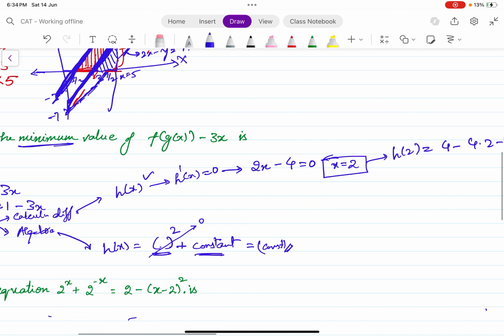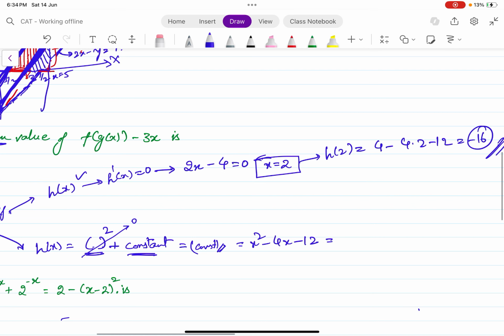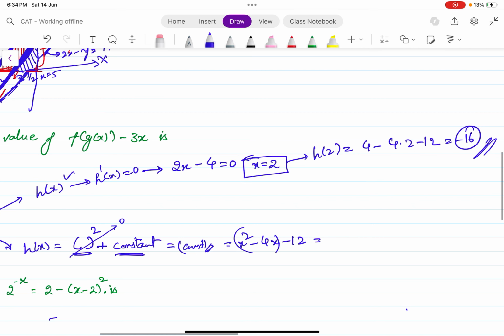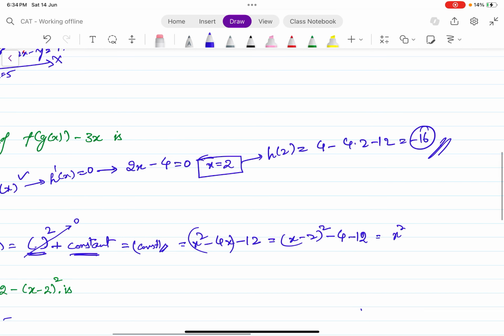So let us try and do that. We have x square minus 4x minus 12. So here I'll try and make this a perfect square. How do I do that? This looks like x minus 2 whole square, correct? Which is x square plus 4 minus 4x. So minus 4 is missing. This would bring it down to x minus 2 the whole square minus 16. So the minimum value of this function is minus 16.